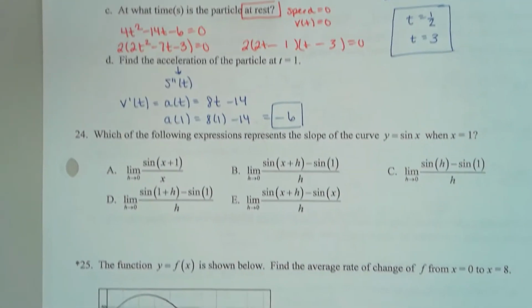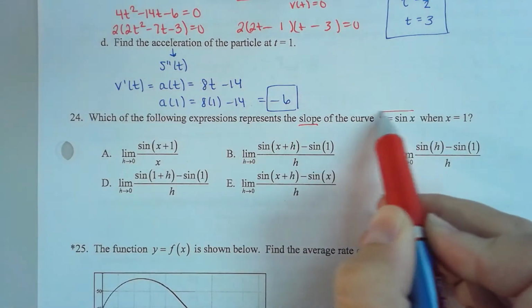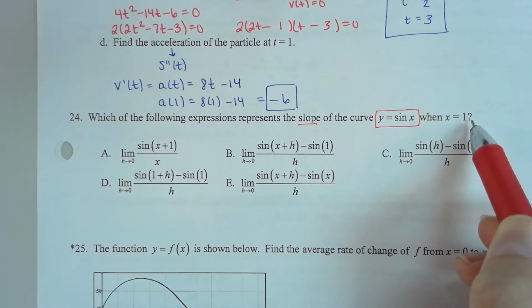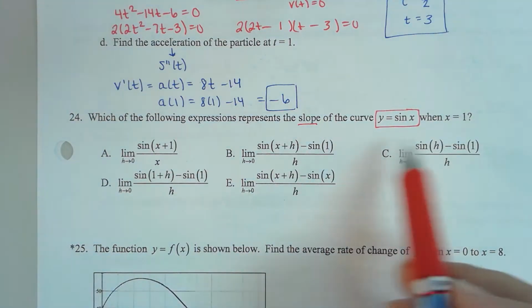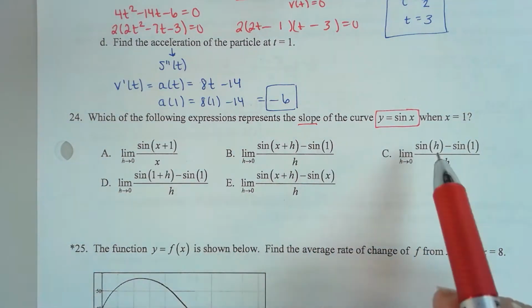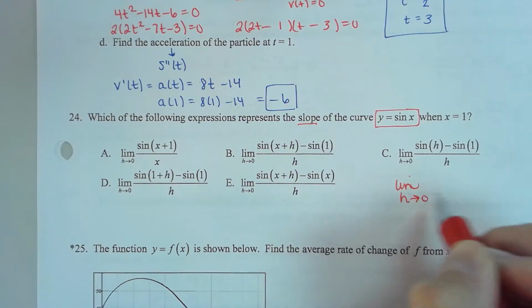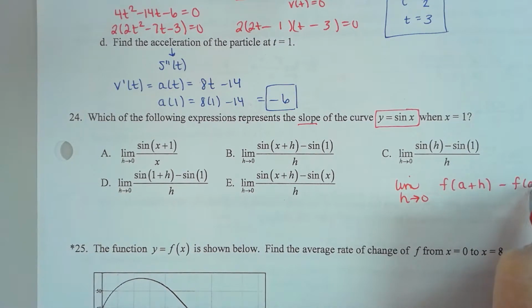Number 24, well, multiple choice here. Which of the following expressions represents the slope of the sine function when x equals 1. Now, we know that slope comes from derivative, but they're not derivatives. This is going back to the old method, and we have a formula for that. The limit as h approaches 0 of f of a plus h minus f of a all over h.